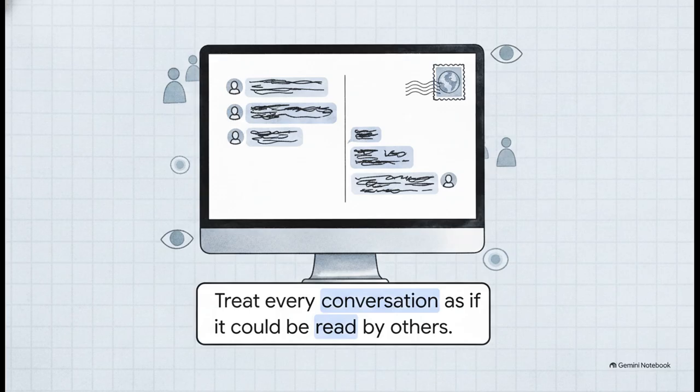The very first rule of privacy with AI is understanding how data is stored. You see, many of these AI tools save your conversations to help improve their systems for the future. So a great rule of thumb is to treat every single AI conversation as if it could be read by others. Never type your passwords, your medical records, or sensitive private information into an AI chat. Just keep it friendly and general.